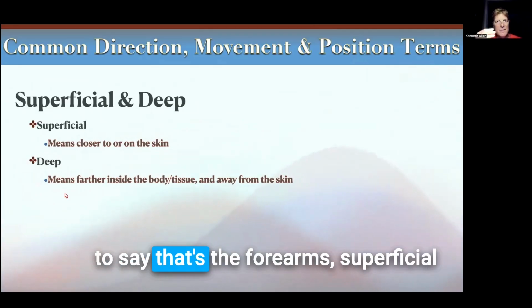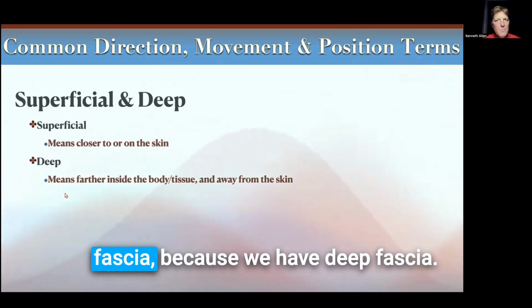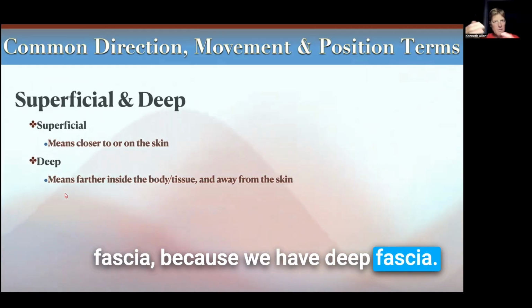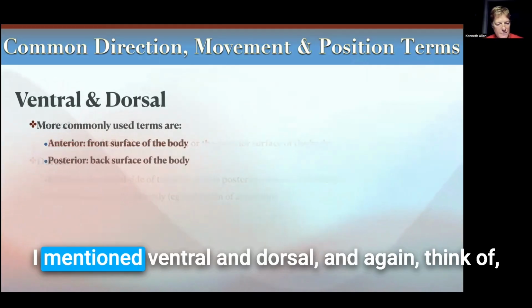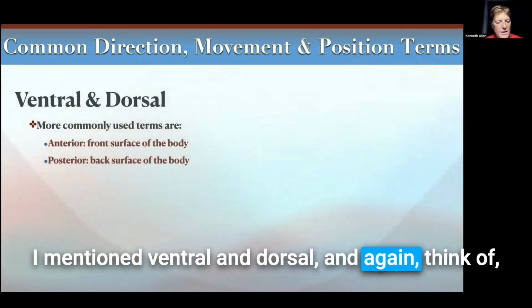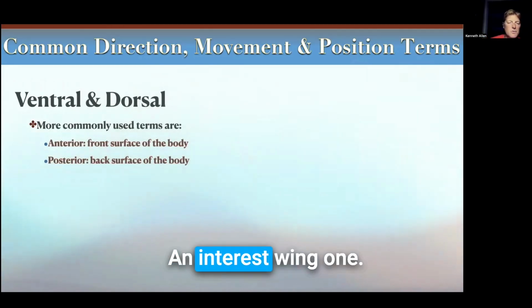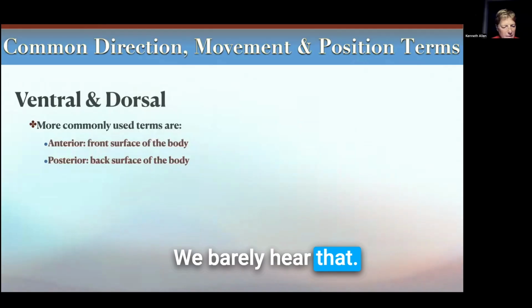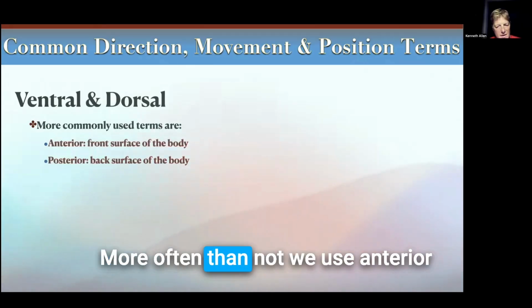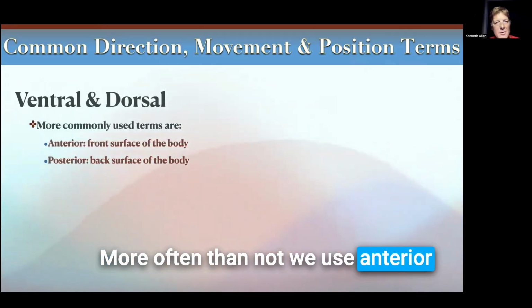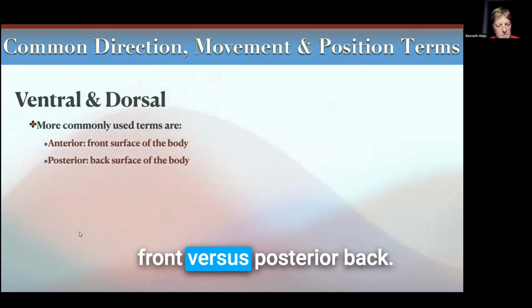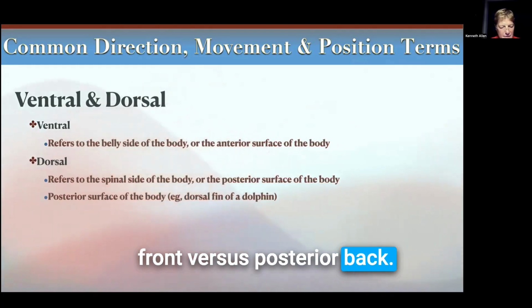Except you have to say that's the forearm's superficial fascia because we have deep fascia further in. I mentioned ventral and dorsal. And again, think of, where have you heard these terms? Fish. Ventral is an interesting one. We barely hear that. More often than not, we use anterior, front, versus posterior, back.